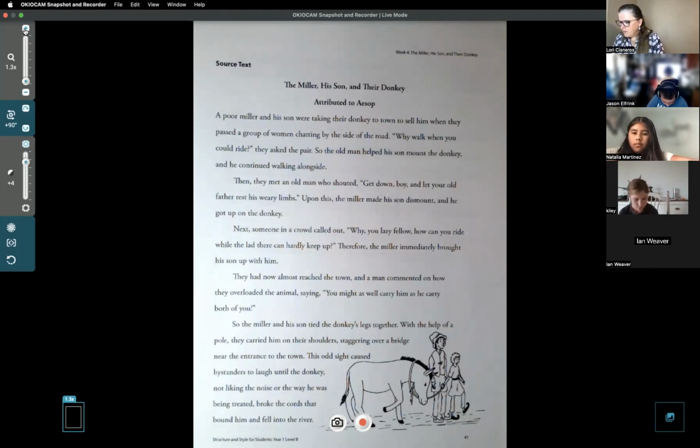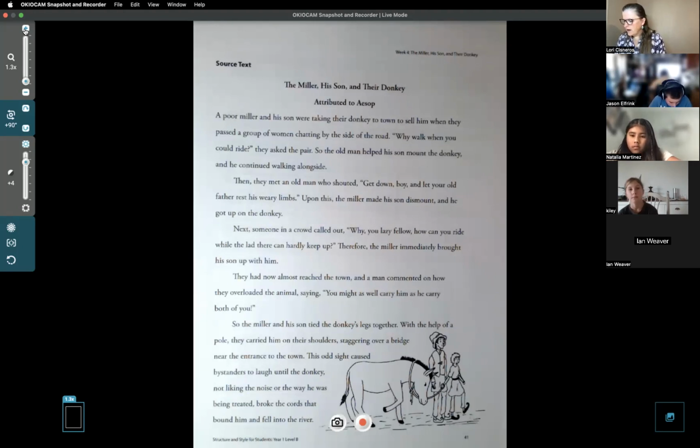It says, a poor miller and his son were taking their donkey to town to sell him when they passed a group of women chatting by the side of the road. "Why walk when you could ride?" they asked the pair. So the old man helped his son mount the donkey, and he continued walking alongside. Then they met an old man who shouted, "Get down, boy, and let your old father rest his weary limbs." Upon this, the miller made his son dismount, and he got up on the donkey.